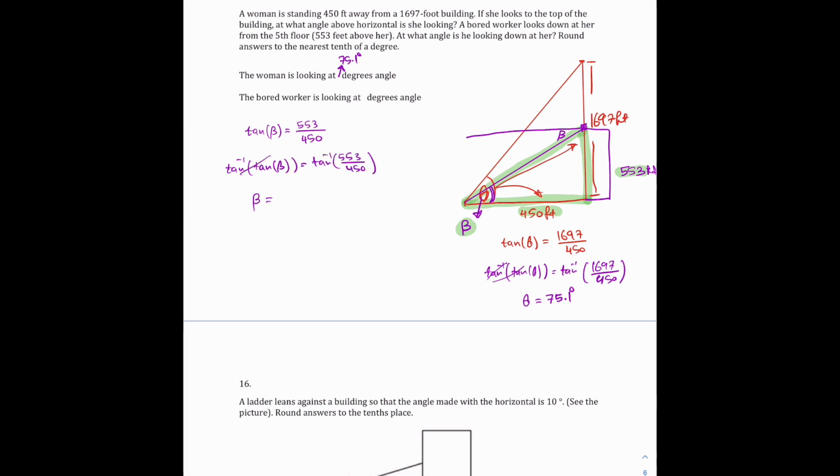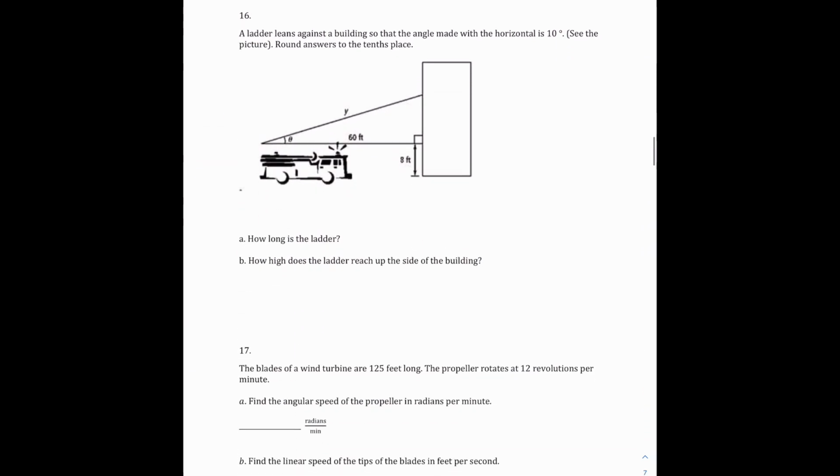We have beta is equal to inverse tangent of 553 over 450. And we're going to punch that into the calculator. So inverse tangent of 553 divided by 450. And that is going to give me 50.9. So this is approximately 50.9 degrees. So the second angle is 50.9 degrees. Hopefully that was clear.